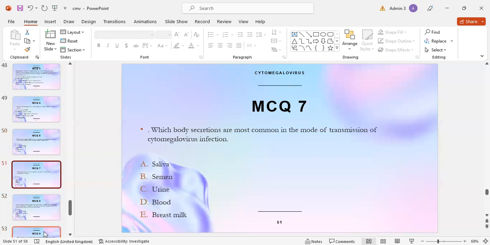MCQs number 7. Which body secretion is most common in the mode of transmission of cytomegalovirus infection? Option A is saliva. Option B is semen. Option C urine. Option D blood, and option E breast milk. Saliva. Yes, A is the right answer.